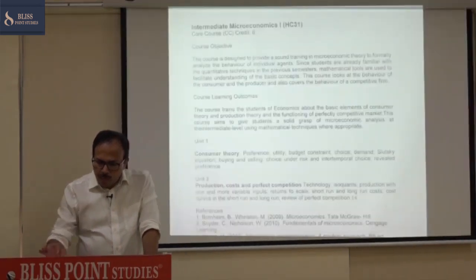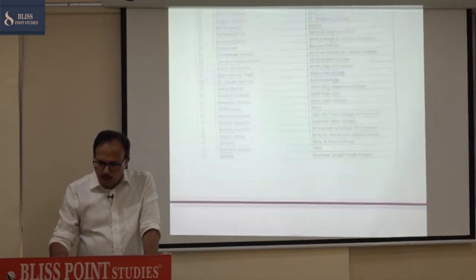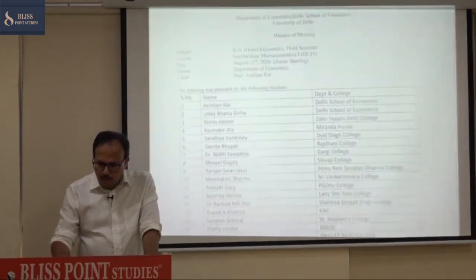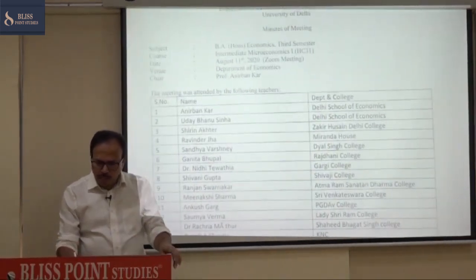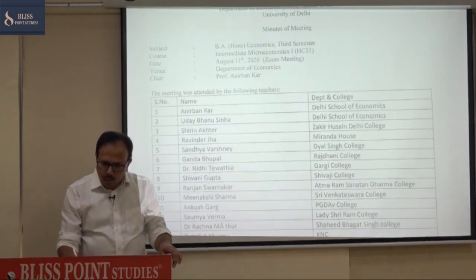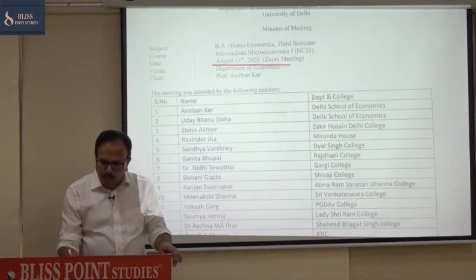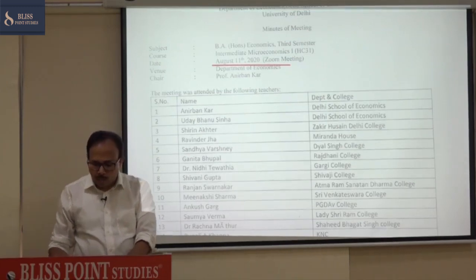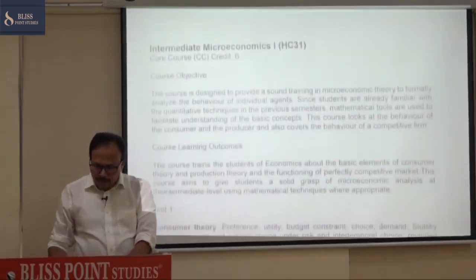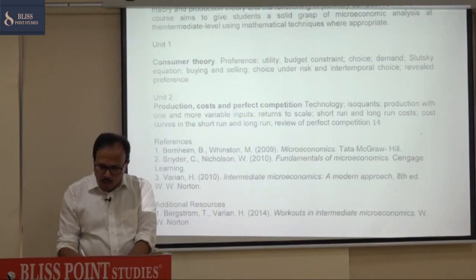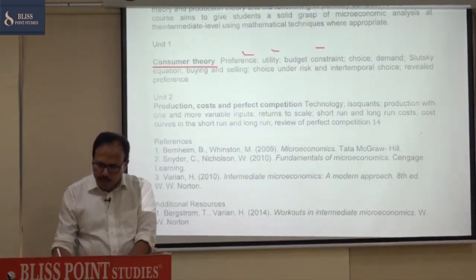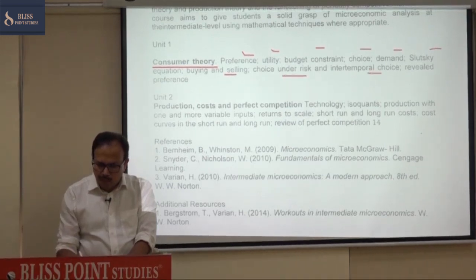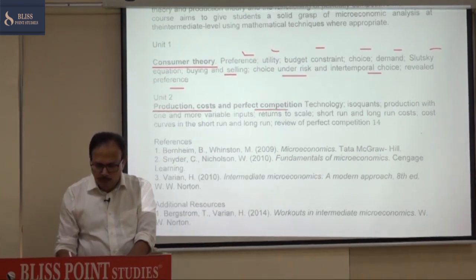करंट बैच के लिए अभी सिलेबस अपलोडेड नहीं है, बट जो इन्फॉर्मेशन अभी तक अवेलेबल है, लास्ट ईयर वाले, जो आप साइट पे भी देख सकते हैं, वो अगस्त 11 2020 का है. उसके बाद कोई चेंज लास्ट ईयर भी नहीं थे. ये कंटेंट में उसका यूनिट 1 इज कंज्यूमर थ्योरी, प्रेफरेंस, यूटिलिटी, बजट कंस्ट्रेंट, चॉइस, डिमांड, स्ट्रेटजी, बाइंग, सेलिंग, रिस्क, अनसर्टेनिटी, रिवील प्रेफरेंस एंड सो ऑन. एंड चैप्टर नंबर 2 इज प्रोडक्शन कॉस्ट एंड प्रॉफिट कंपटीशन.